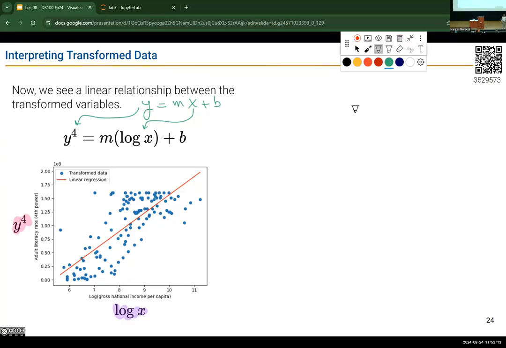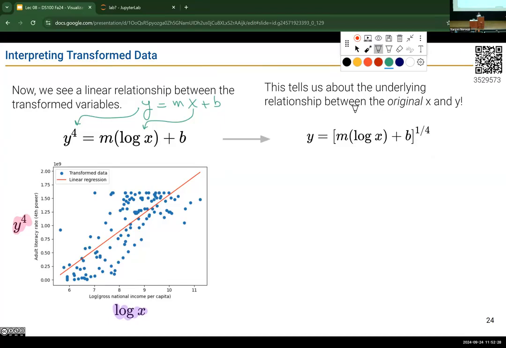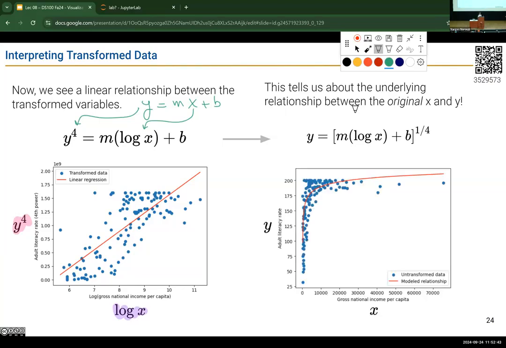We couldn't have guessed this kind of association by just looking at the plot. That's why we needed to do transformation, and that's why it's pretty important. So what we can do afterwards is to just restructure this equation and write it as y equal to the transformed version of the right-hand side. So I can say that, okay, m times log of x plus b, to the power of 1 over 4, is the equation that we're looking for, which I can go ahead and plot.